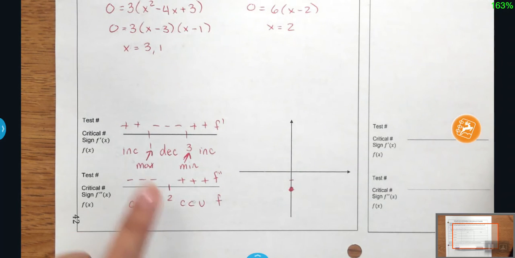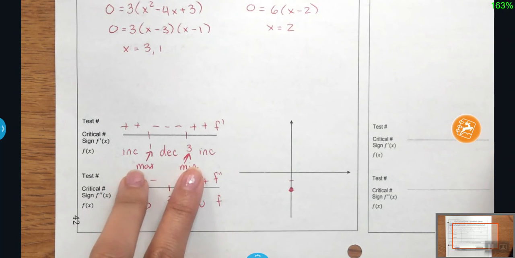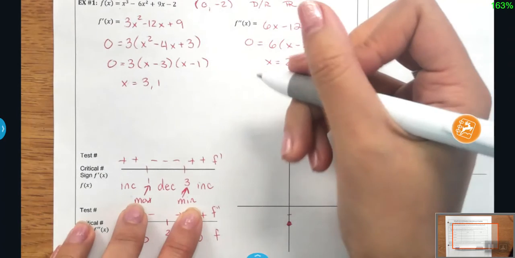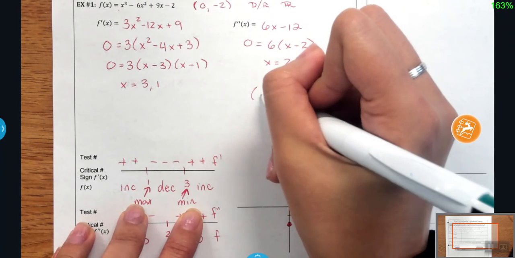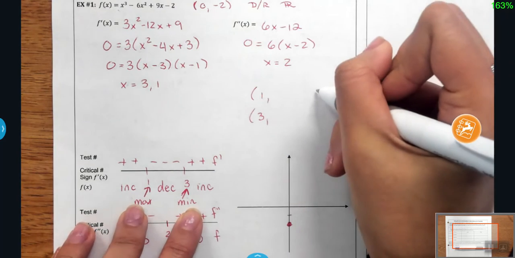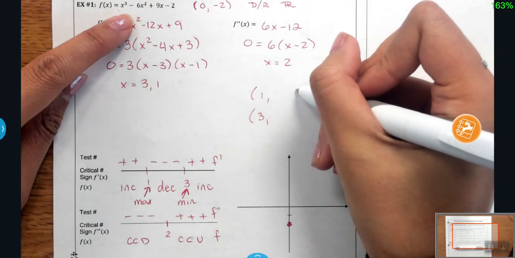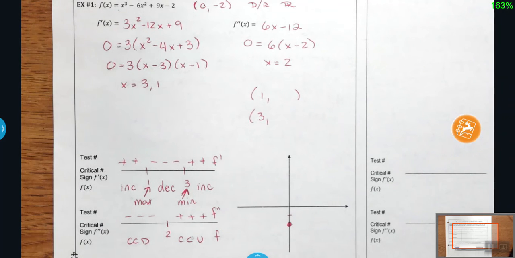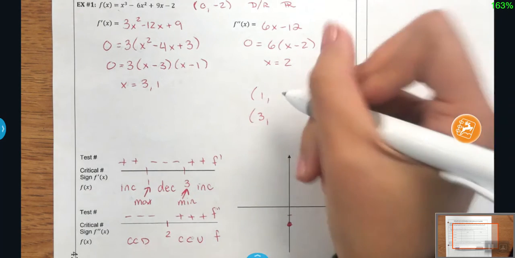All right. Since I know that 1 and 3 are my max and my min, let's go ahead and get those y values so that I can at least plot them. So if I plug 1 in here, what am I going to get? 2.